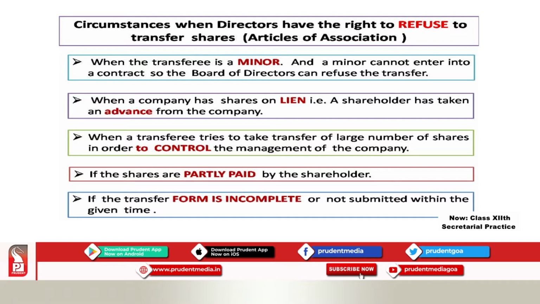And the next, if the shares are partly paid by the shareholder. In our provisions we also saw the same point. If your shares are partly paid up, unless the transferee gives a no objection, otherwise they will refuse to transfer shares. And if the transfer form is incomplete or is not submitted within the given time, the transfer of shares will not take place. If you have not signed or you have not paid the fees, then they will refuse to transfer the shares. So I hope you have understood when directors refuse to transfer shares.